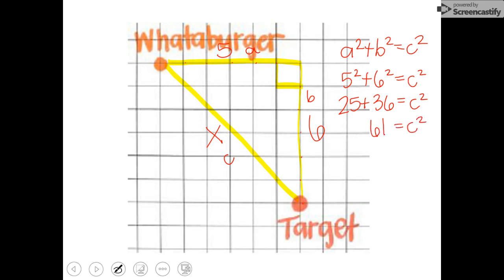Now we're going to go back to what we did earlier, where we find the square root of our answer. So c is about 7.8. So the distance from Whataburger to Target is 7.8 in whatever units that we're using.